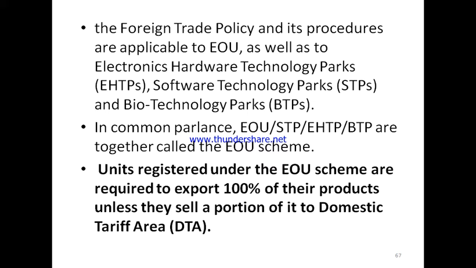Foreign trade policies and procedures are applicable to EOUs as well as to the electronic hardware technology park, software technology park, or biotechnology park, which were recently introduced by the government to promote these specific areas. All are commonly known as EOU schemes. Those who are registered under EOU schemes are required to export 100% of their products.